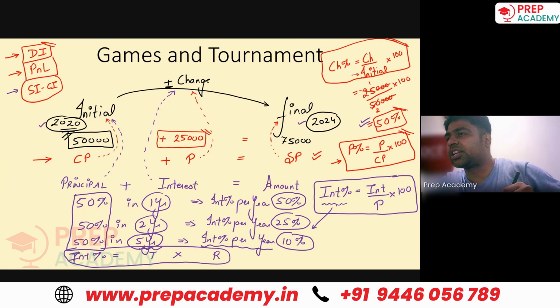So now instead of interest percentage, if I write T into R percentage is equal to interest upon principal into 100, and then I take P this side, what would that become? It would become P into R into T, and if I take 100 below, will it not become this formula?